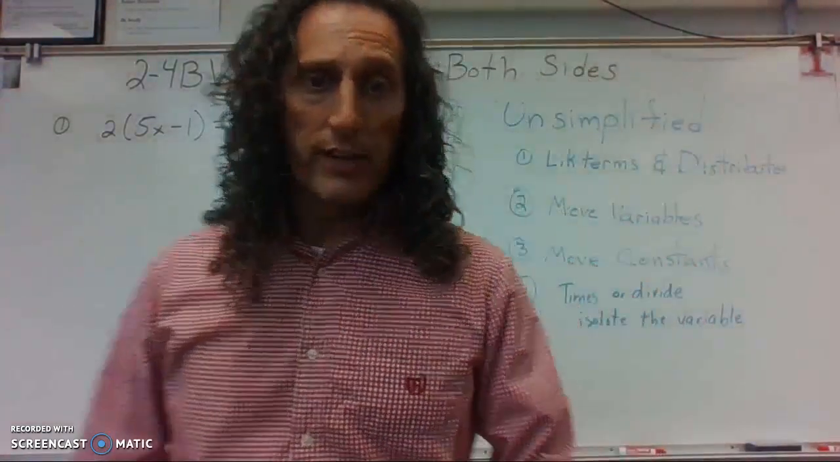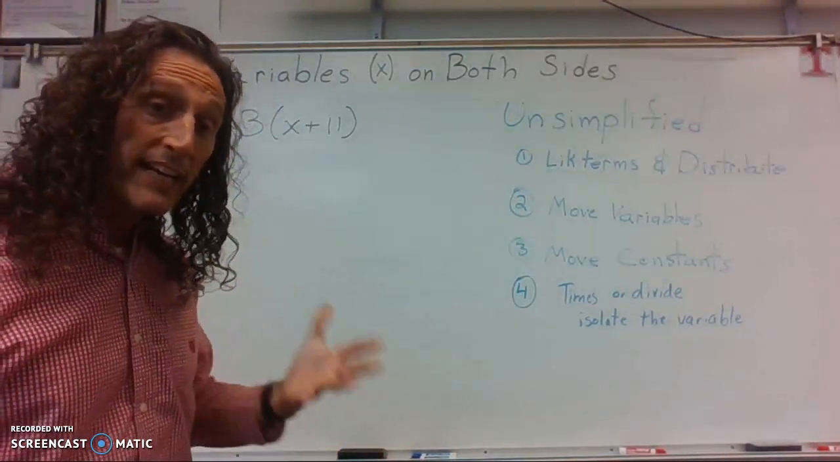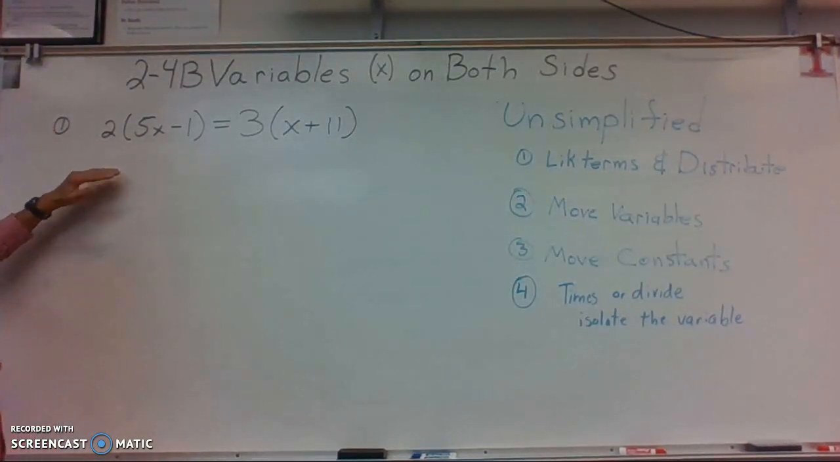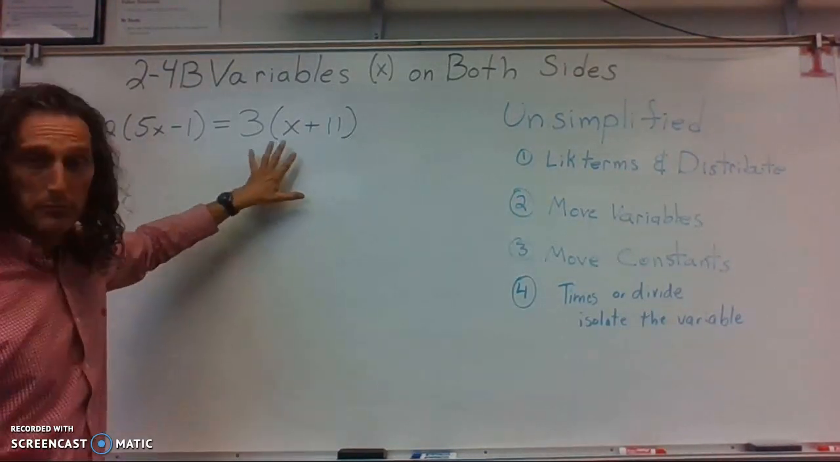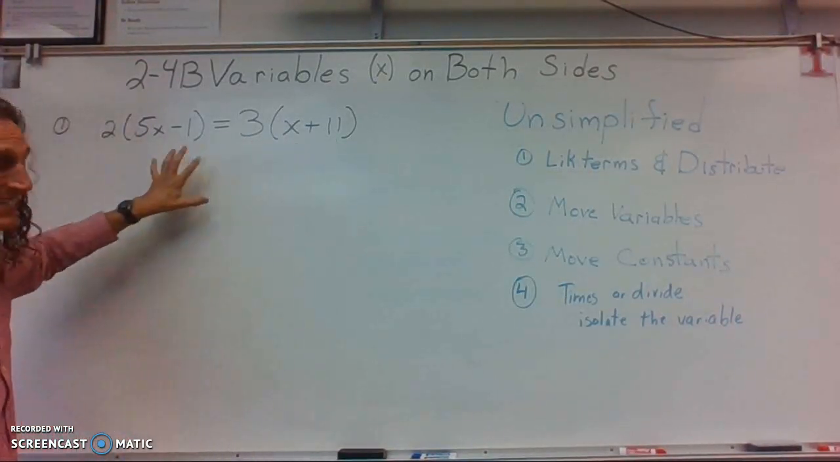All right, so you have that written down. You have this problem written down. Now what I mean by unsimplified, take a look at it. We have parentheses. We don't have just 2 items. We have a 3, we have an x, and we have an 11. So this is not simplified.